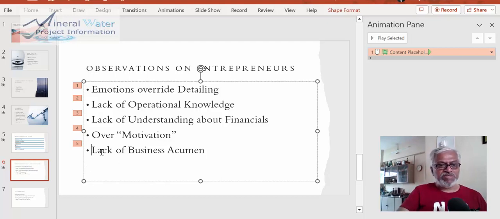And lack of business acumen. See, taking impractical decisions or getting locked into emotion, that is lack of business acumen. So that is why businesses fail. If you check why businesses fail, you will not make certain mistakes.